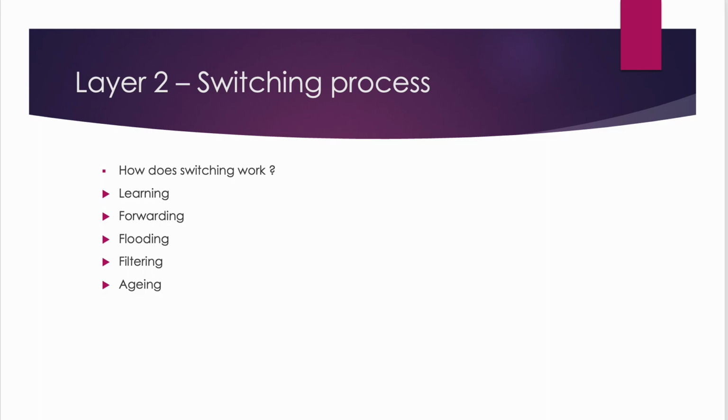So we talked about learning and the forwarding. That aspect is essentially how the switch is delivering the traffic, right? It's passing it from an incoming interface to an outgoing interface towards the destination. And to forward the frames to the destination, the switch has to consult the MAC address table so it knows where to forward the frames.